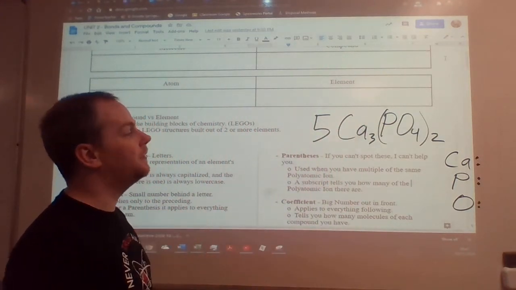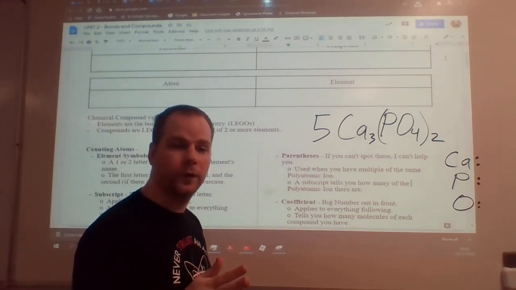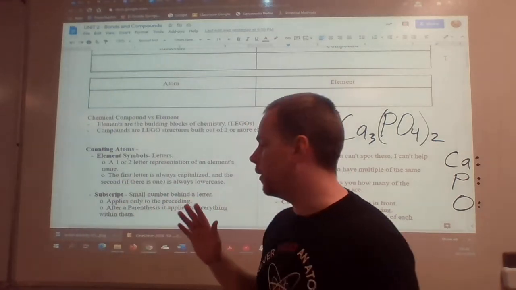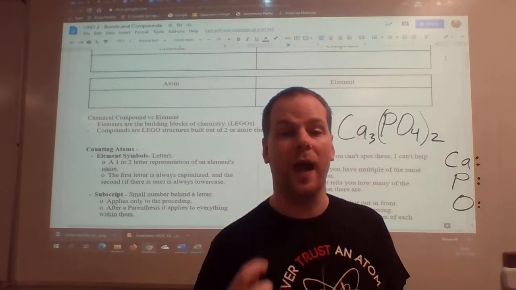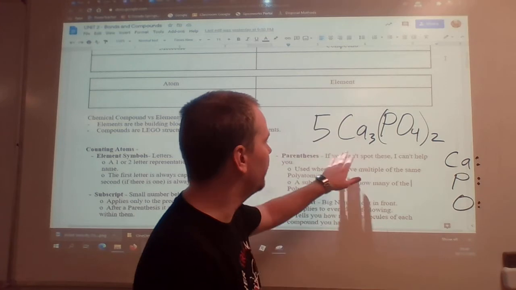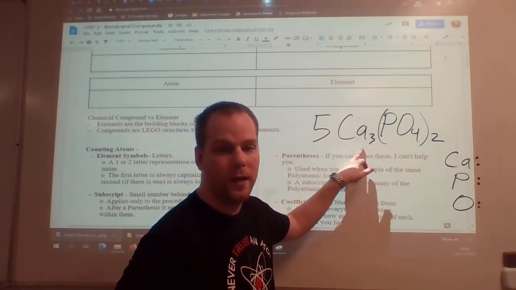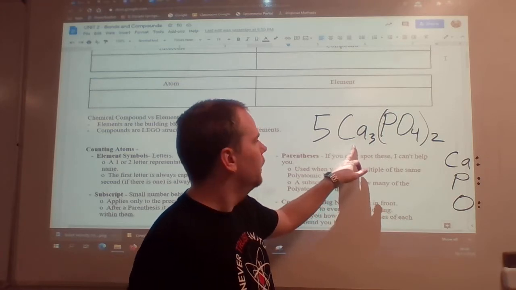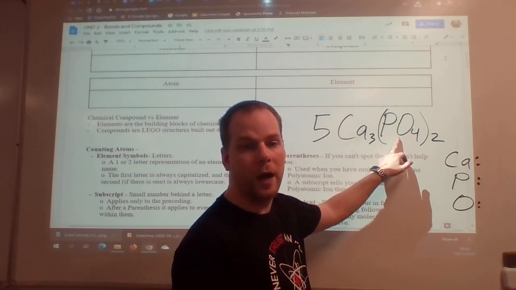Now we have to start using these numbers to figure things out, and the numbers are the first thing I want to talk about. The first numbers you have to be familiar with are subscripts. Subscripts are used to tell us how many of a particular element there are. In this formula, the 3 after Ca says there are 3 calciums in each molecule. The 4 here tells us that there are 4 oxygens.